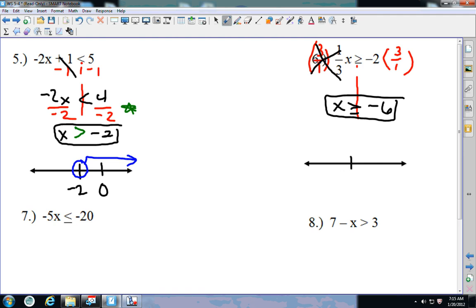So right here, here's negative 6. 0 is on the right-hand side. We'll use a closed circle, and you're going to shade to the right.